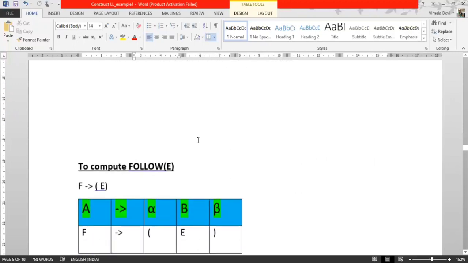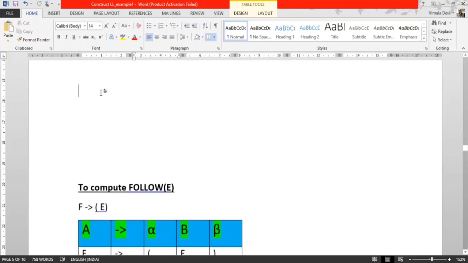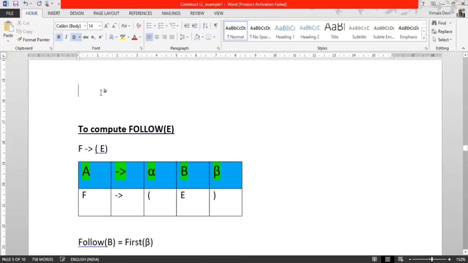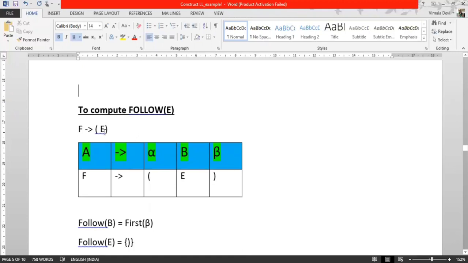So to compute follow of E, I should consider the rules which contain E on the right hand side of my production rule. So this is the only rule which contains E on the right hand side. When I consider this rule, I have to match it against this pattern. Every time I attempt a follow of B, now we are going to find a follow of E. So E should be matched with B. The prefix of E is alpha, the suffix of E is beta.